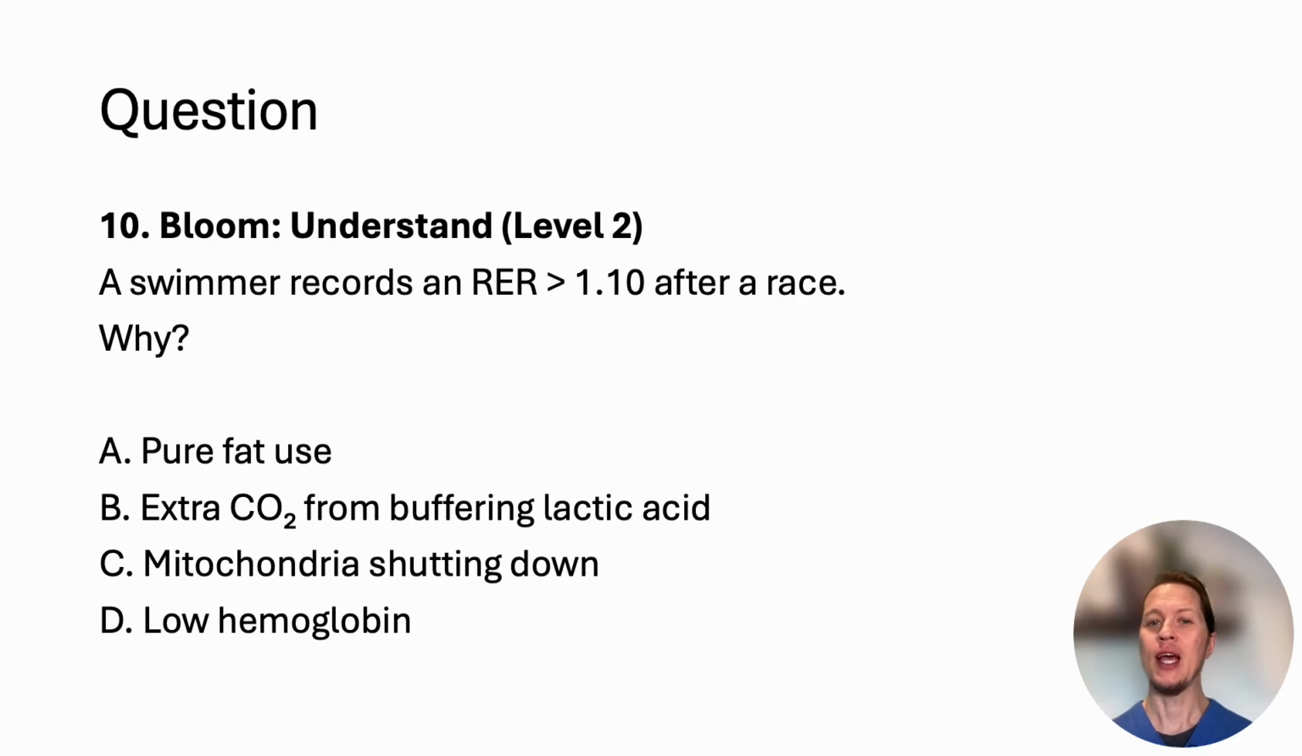Last question. A swimmer records an RER greater than 1.10 after a race. Aha! Why? Is it pure fat use? Is it extra CO2 from buffering lactic acid? Mitochondria shutting down. We don't like that mitochondrial failure. Or D, low hemoglobin. Pause if you need it, but maybe you already figured it out.